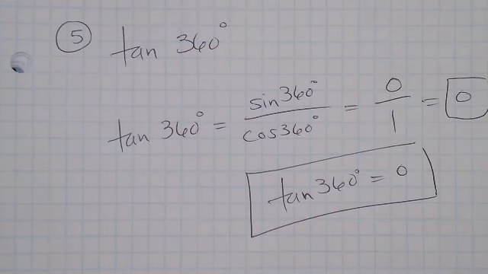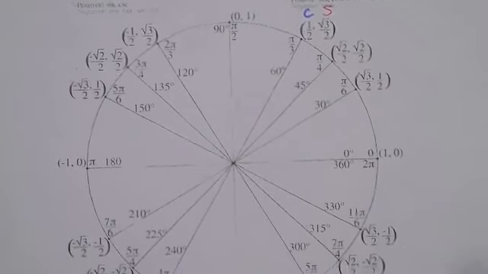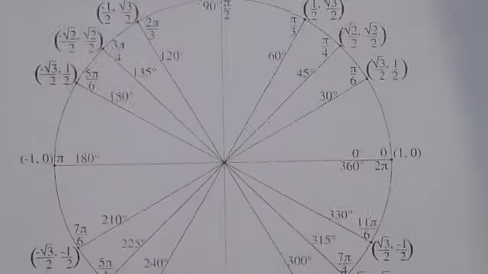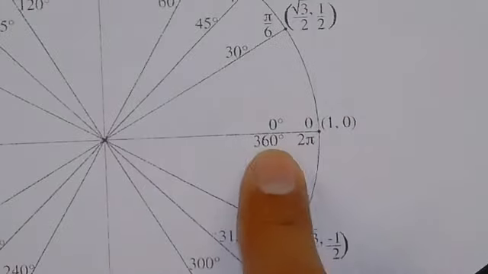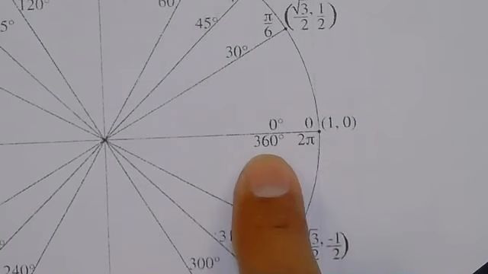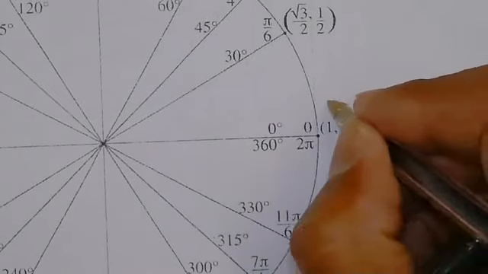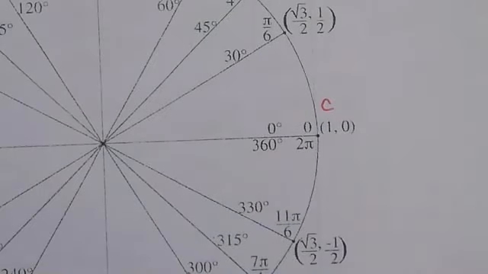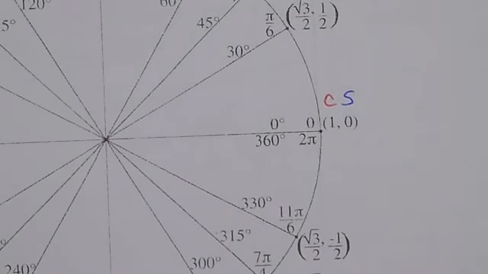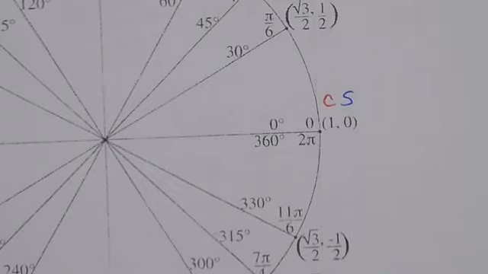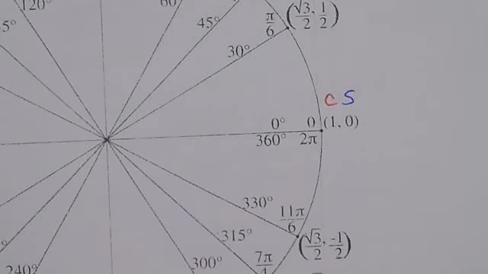How did it turn out to be 0? 0 divided by 1. How did sine turn out to be 0? Sam wants to know that if I go to 360 degrees, why sine is 0? Let's see. This one is cosine, and this one is sine.